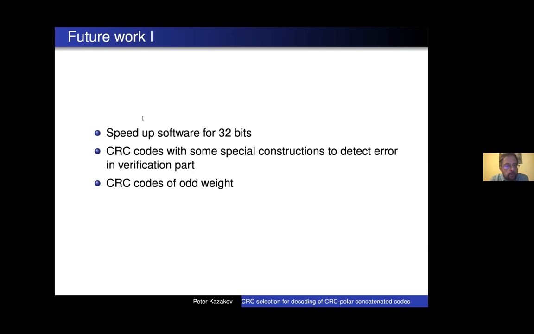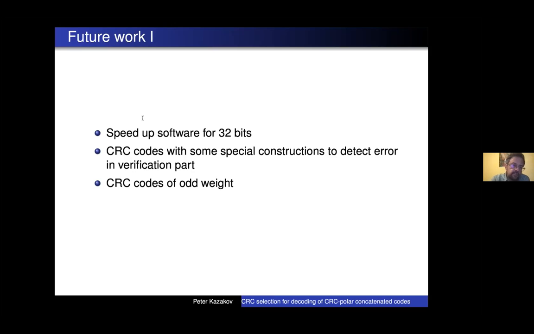So having a CRC code of odd weight doesn't mean exactly that the minimum distance is odd. In this case, we see, and it is also in my PhD work, that there are some examples of CRC codes with minimum distance 4 and odd weight. So odd weight does not imply that the minimum distance is an odd number.